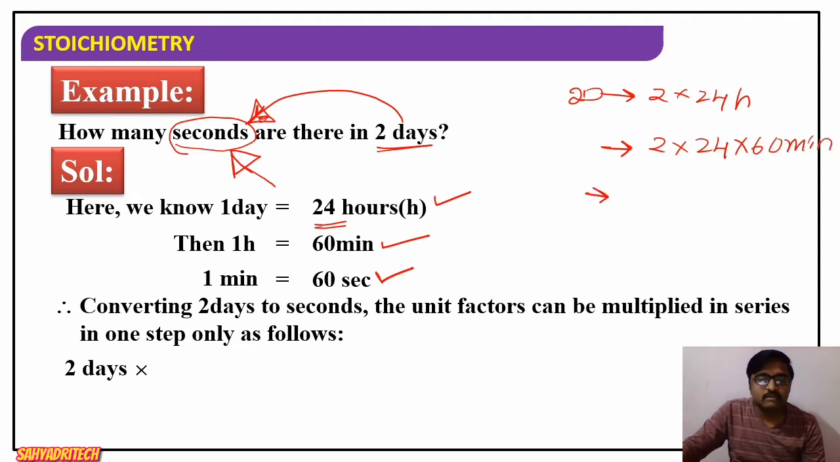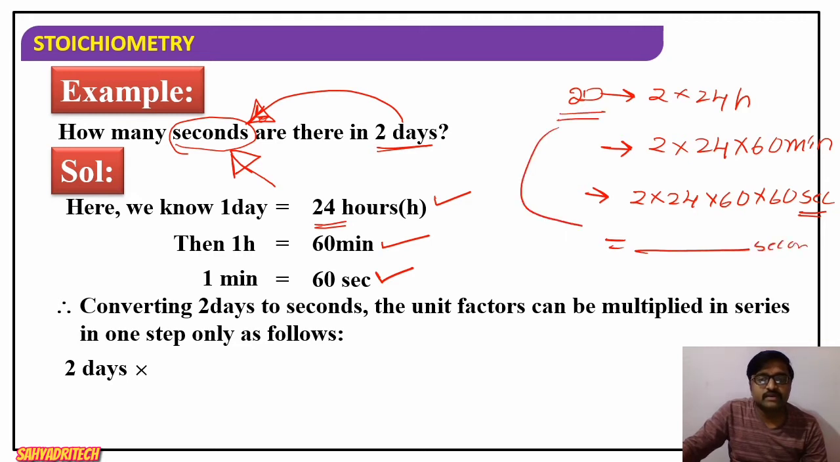Further, it can be converted into seconds. How? 2 into 24 into 60 into 60 seconds. Right? So whatever answer we get, it is the answer for what? We are going to get seconds. Say 2 days will be converted into seconds.